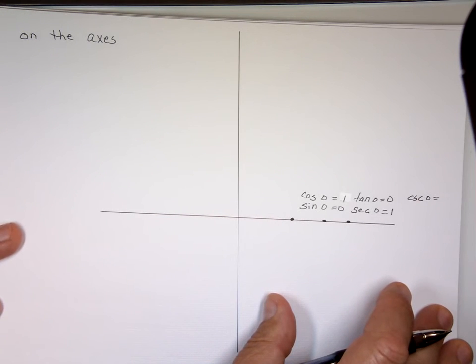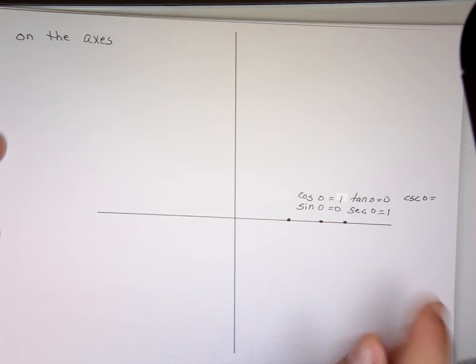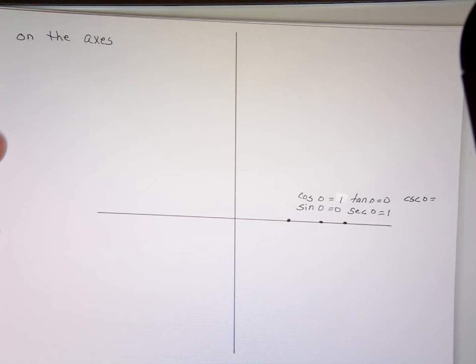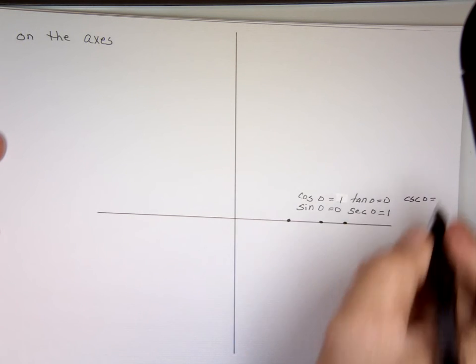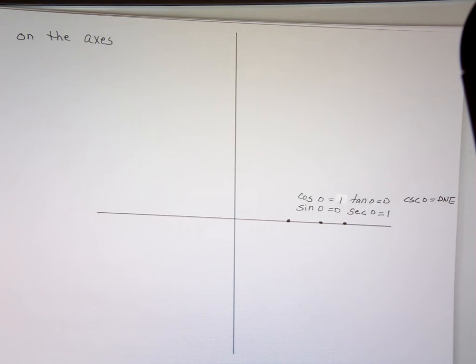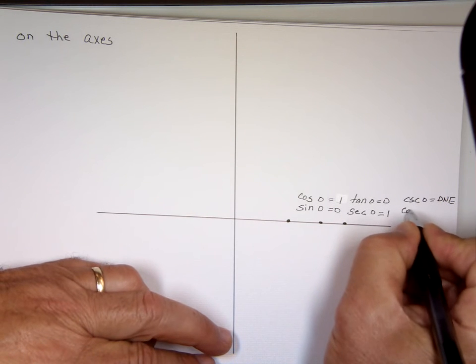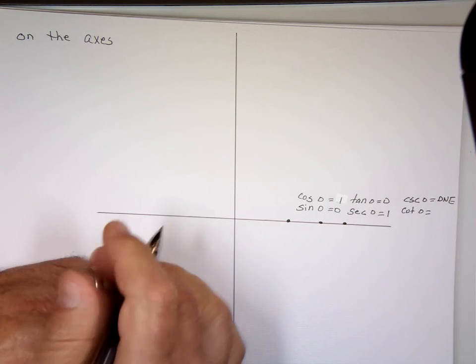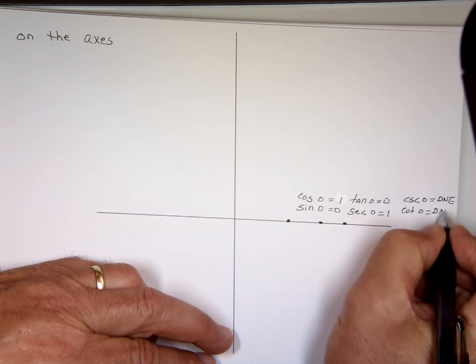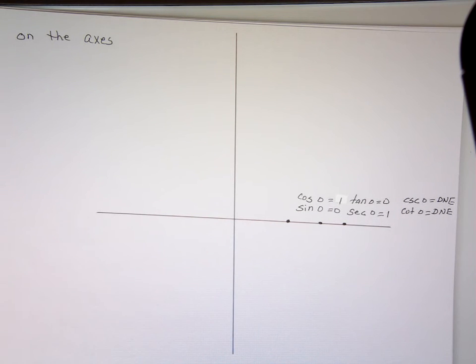The cosecant. The cosecant is what? 1 over sine. What's 1 divided by 0? Does not exist. Can't divide by 0. 0 on the bottom is a problem. And the same thing with the cotangent. Cotangent is 1 over the tangent. Your tangent is 0. 1 divided by 0 does not exist. So when you're on the x-axis, y-axis, it's a different story there.